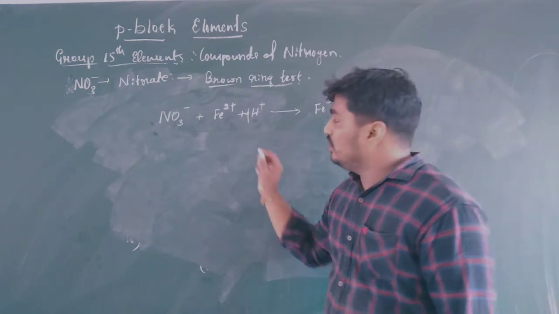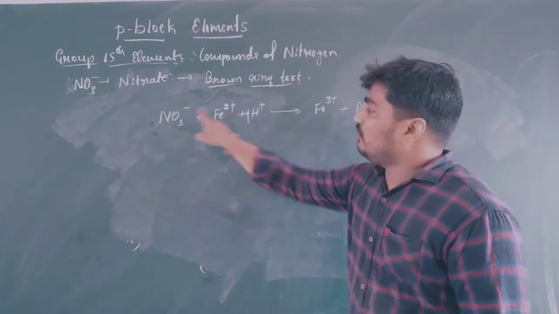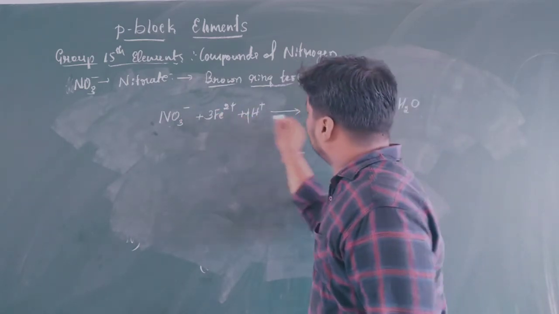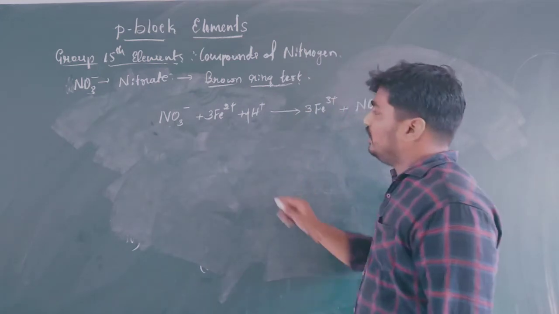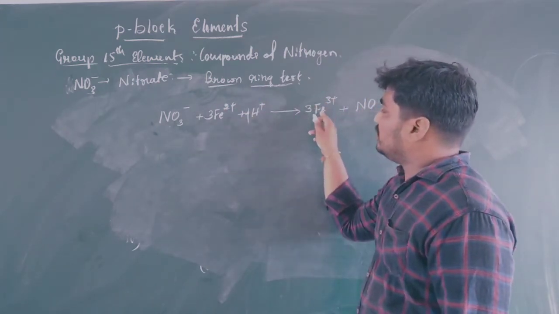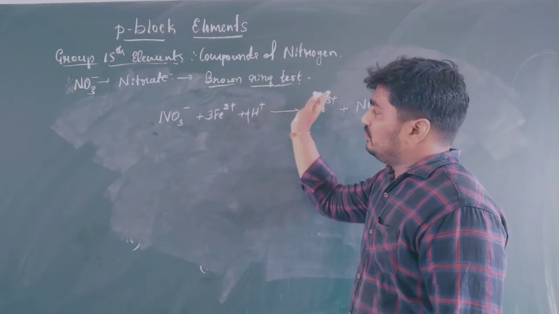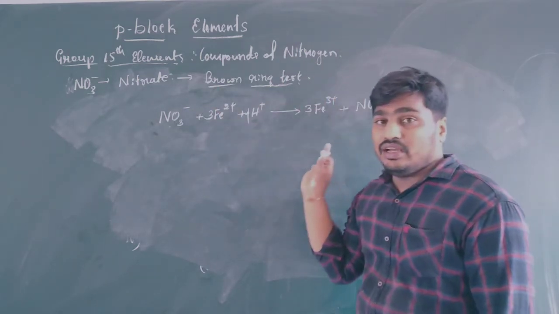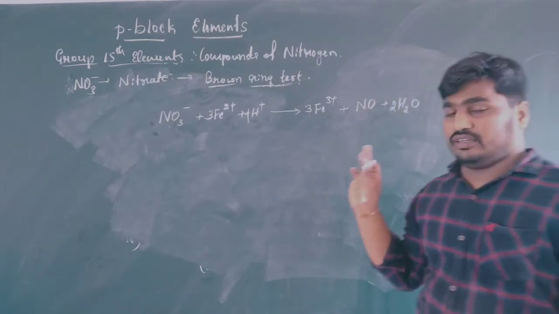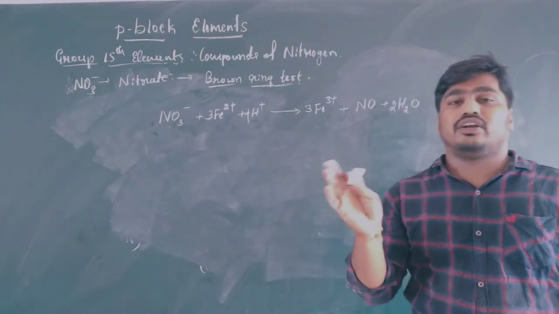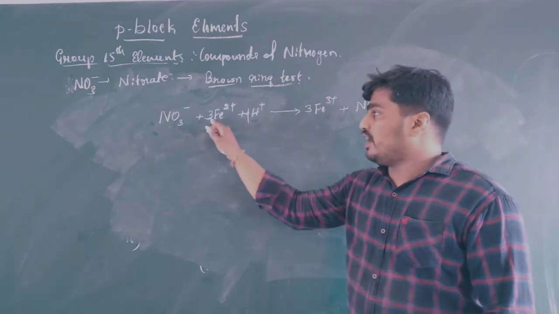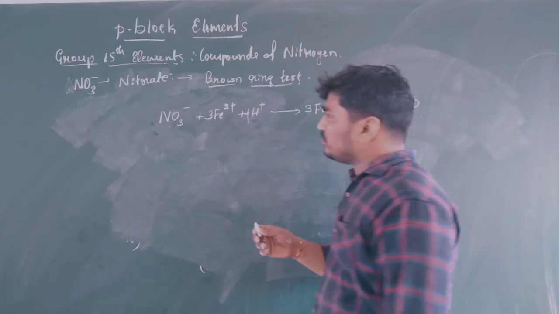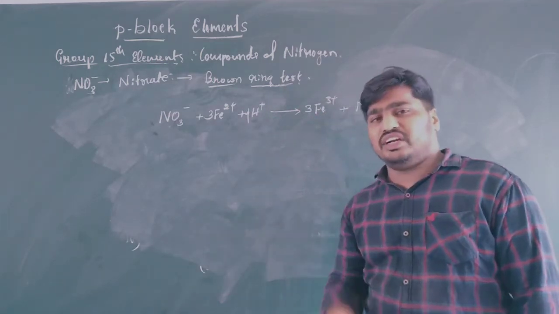In this case, to make the number of electrons balanced, we should multiply by 3. Why? 3 electrons get lost and it becomes +3. Here the electrons go to the formation of nitrogen monoxide and water. 3 lost, 3 electrons gained. That's why I am writing 3, or multiply by 3. Now this is the initial condition.